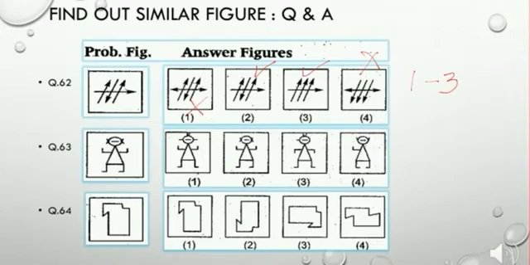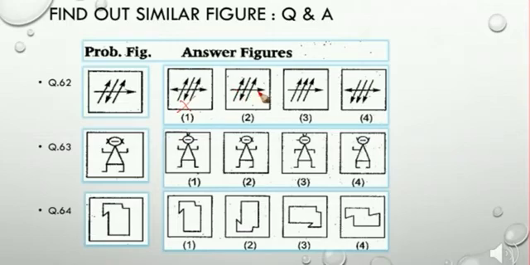Let's go to question number 62. There's a problem figure given and there are 4 answer figures given. We need to find which of the answer figures is exactly the same as the given problem figure. We see here in the problem figure there's one arrow at the center which is pointing towards the right hand side. Let's check for this arrow in option 1. In option 1 this arrow is there, but on the left hand side also there's another arrow, so this is not the correct option.